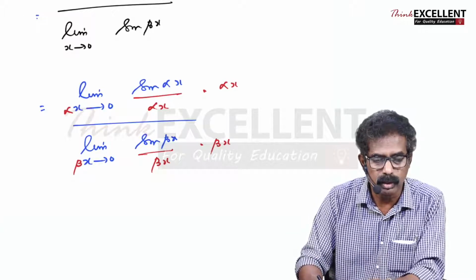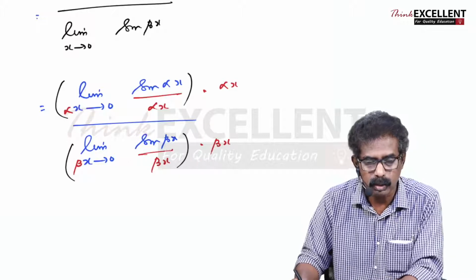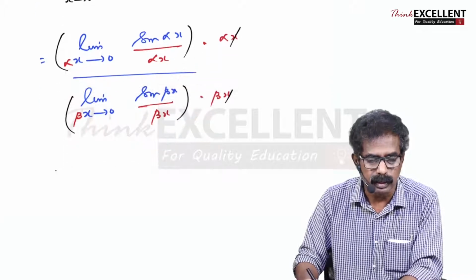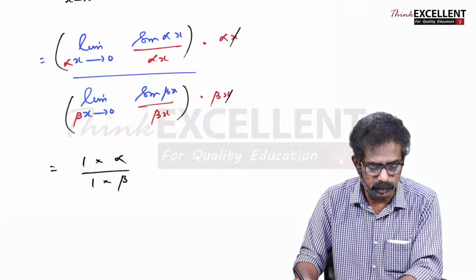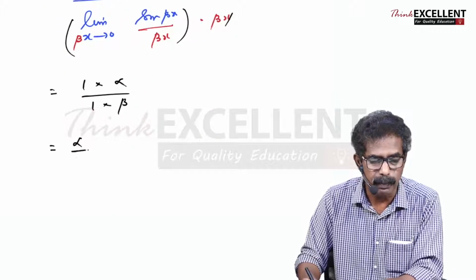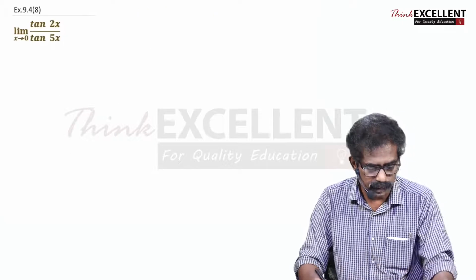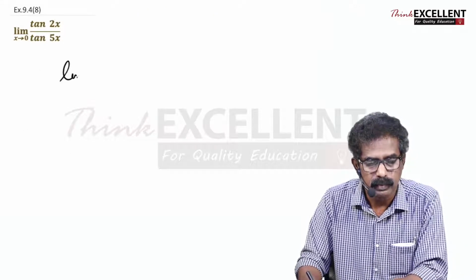So now you know this part is 1. This part is also 1. And here this x you can cancel. So you are getting 1 into alpha by 1 into beta. So the answer is alpha by beta. Now let's move on to question number 8. Limit x tends to 0. We split into 2.